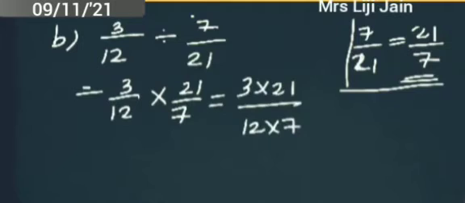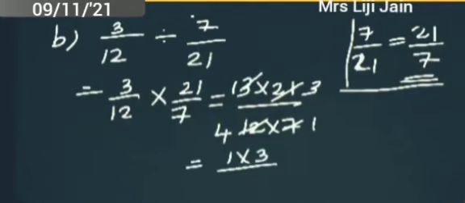Okay. Can we cancel anything? Yes, 3 which are 12, 3 4s are 12. Here 1. 7 which are 21, 7 3s are 21. Here 1, isn't it? So it becomes 1 into 3 by 4 into 1. Okay, what is it? 3 by 4 is the final answer. Have you understood? Okay, now let's try to do the exercise.